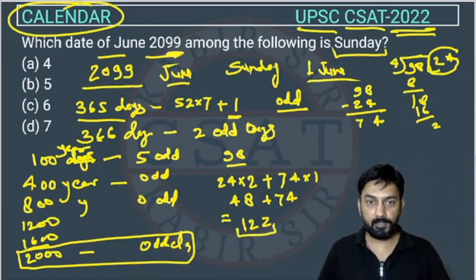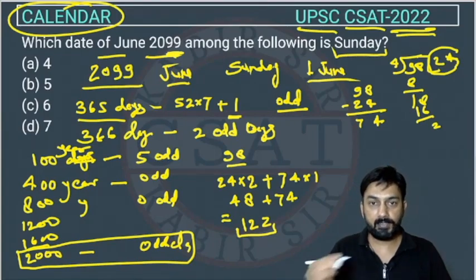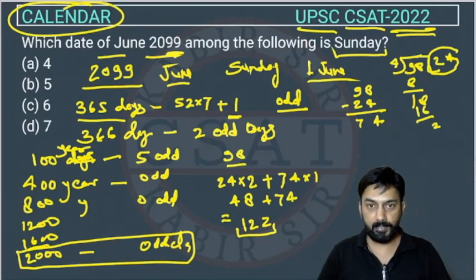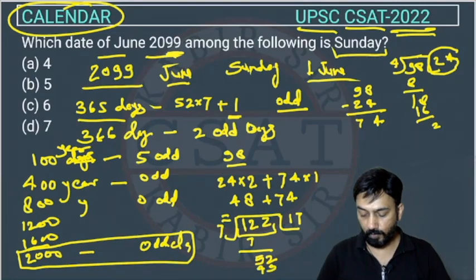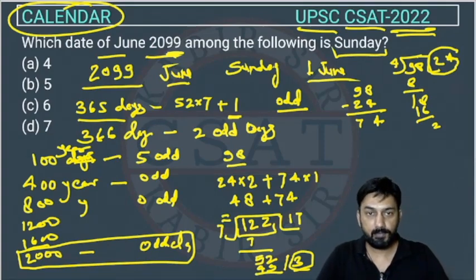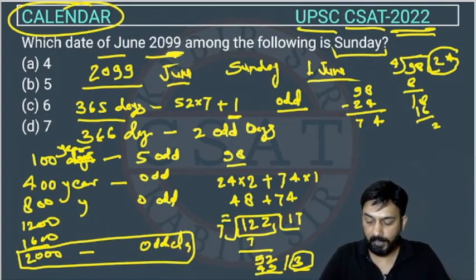So we will find odd days in this. Again we will divide by 7, because this is cyclic. After 7 days the same week will start, because from Sunday to Saturday there are 7 days, so the days get repeated. That's why we divide by 7. So this 7 goes 17 times, 7 times 17 is 119, so the remaining is 3. So there are 3 odd days. So in 98 years we are getting 3 odd days.